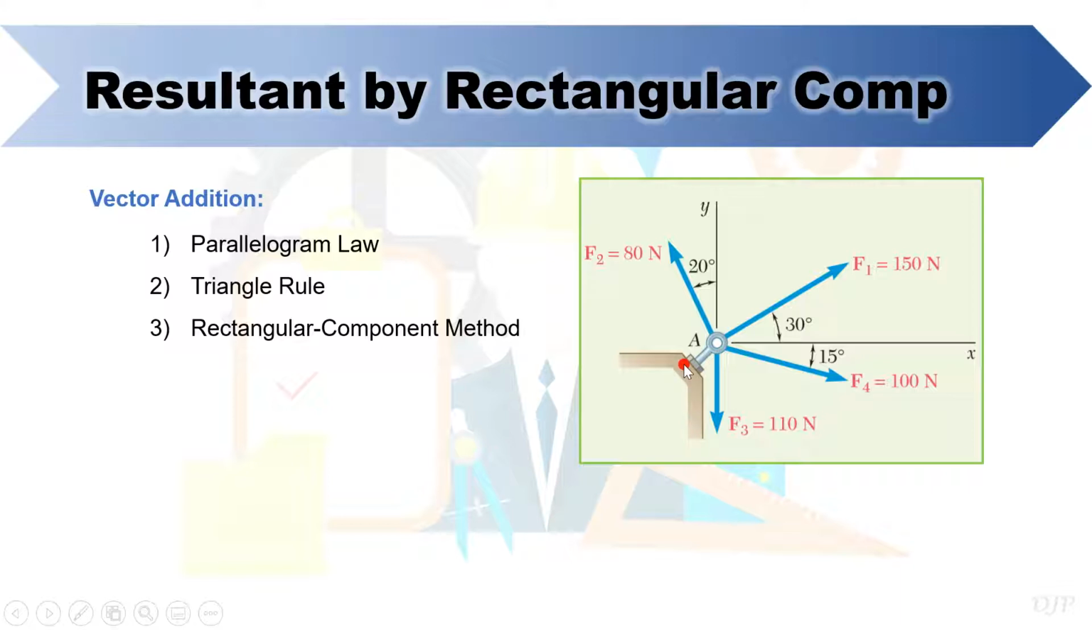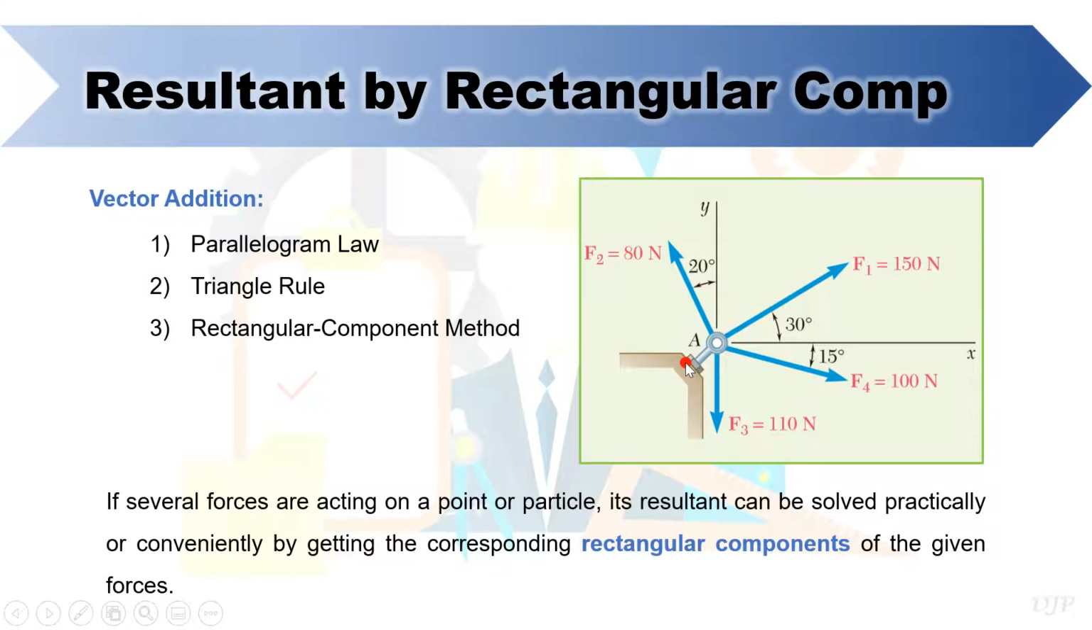Imagine how lengthy the process will be if you are going to solve the resultant using either parallelogram law or triangle rule. Even if you are successful in making the correct drawing using either of those two methods, you might experience difficulty in finding the most practical trigonometric solution to save time. Therefore, if several forces are present, it is both practical and convenient to solve for the resultant by utilizing the rectangular component method.